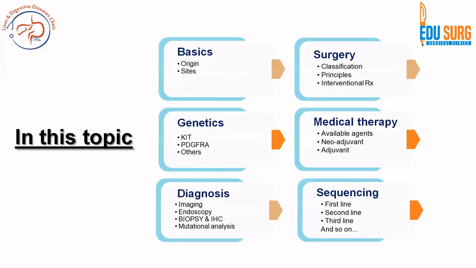So in this topic, we have seen the diagnosis and surgery part of the GIST. In the next topic, we will see the medical therapy, where we will apply the concepts of genetic analysis and mutational analysis, as well as the indications for neoadjuvant and adjuvant therapy, and we will see how to sequence these treatments.